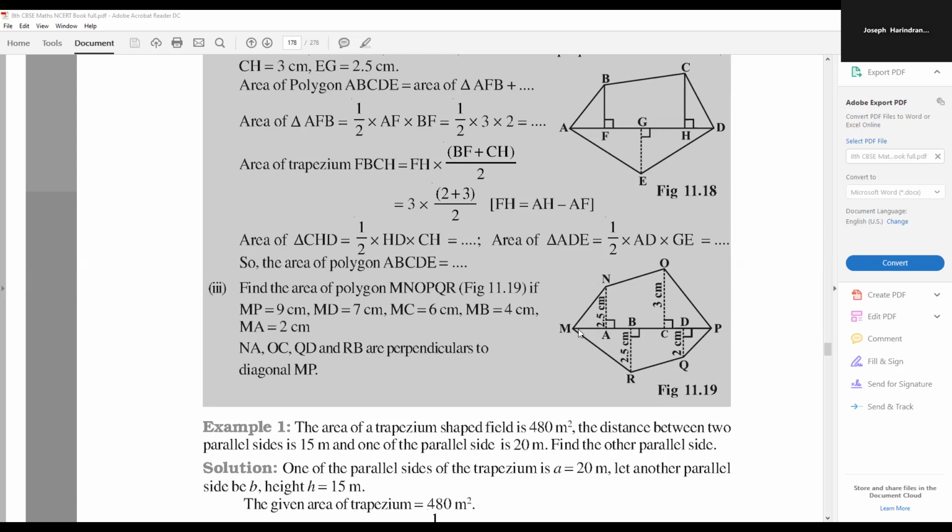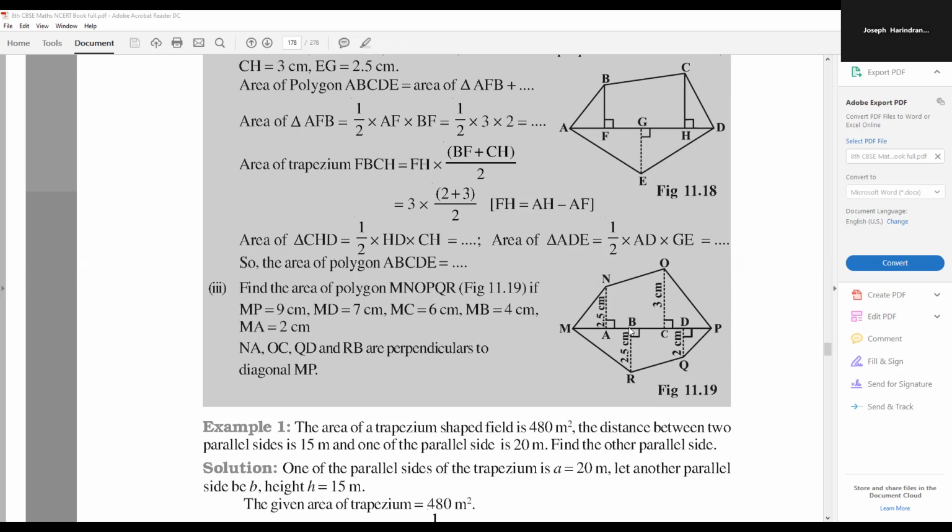See, we are given MP. Looks complicated, but it's quite easy if you go into the figure. MP, the entire figure, is given as 9 centimeter. MD is 7 centimeter. So we can say here MC is also given. MB is also given. MB, what is MB? Here is a part of it.